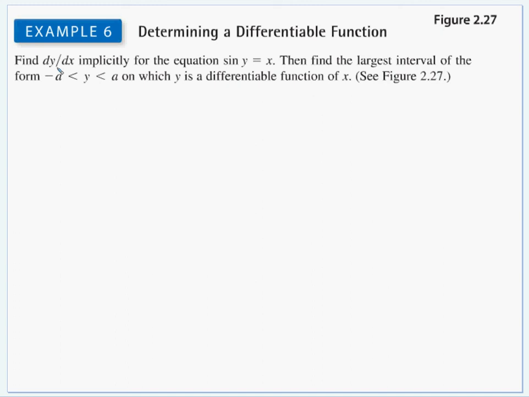Example 6, find dy dx implicitly for this equation: the sine of y is equal to x. Then find the largest interval in the form of some negative number, with y in the middle, and some positive number on which our y would be a differentiable function of x. So first let's derive this.